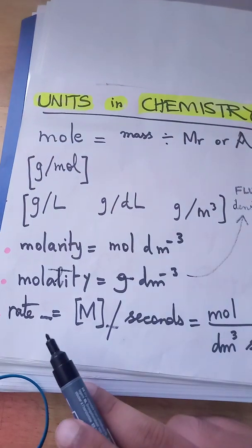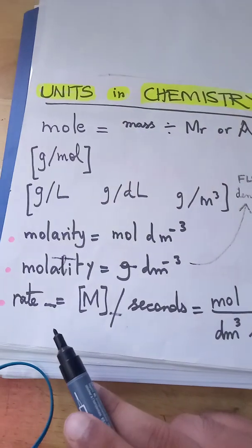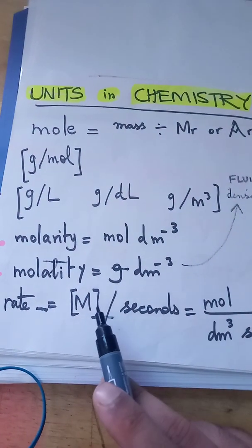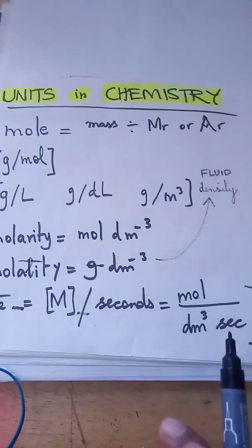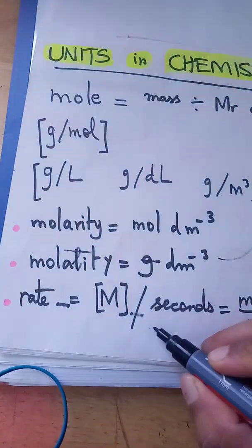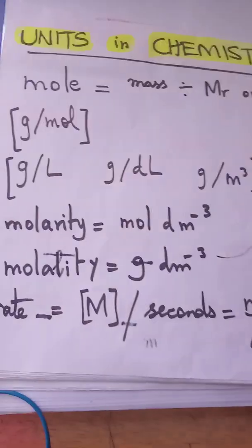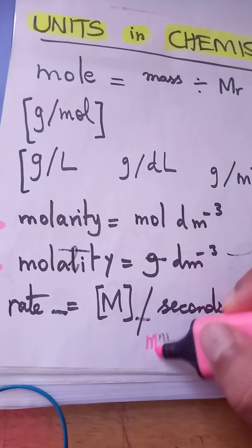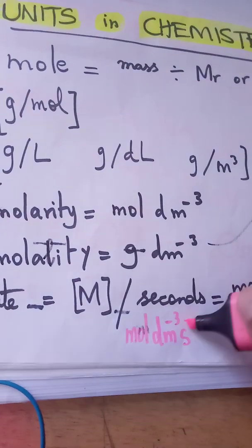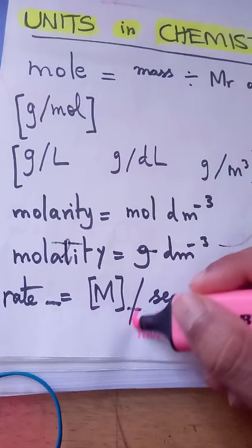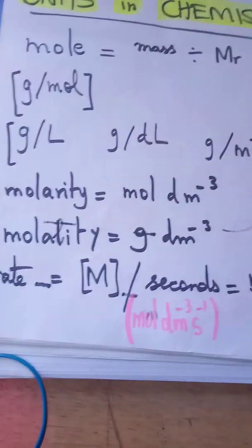And then you've got the rate. In reaction kinetics, you've got rate measurement, first order, pseudo order, second order, and the half-life of the reaction. So that's molarity divided by the time. So that's moles per dm cubed per second. So that's how it is.